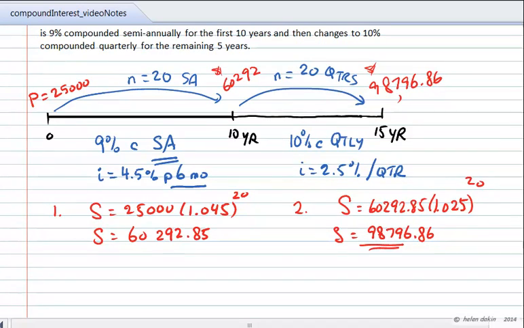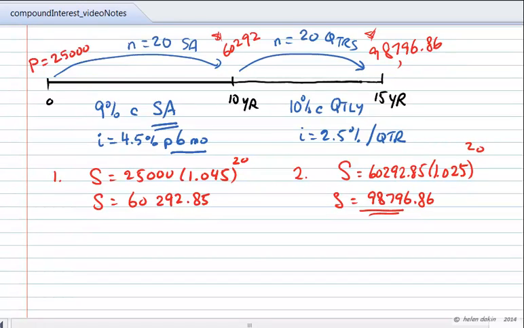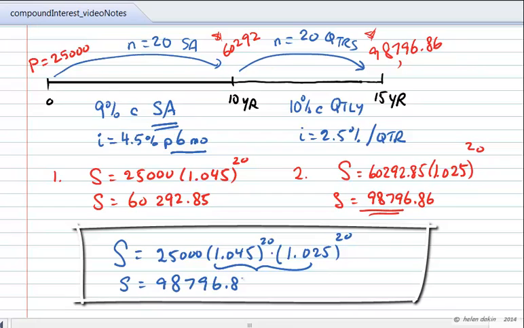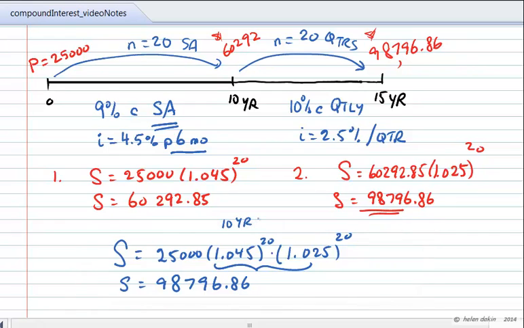Now, how would you do this all in 1 step, you might ask? It's very simple. If we're starting off with $25,000, then I would say the maturity value is $25,000 times the compound interest factor 1.045 to the power of 20 for the first 10-year period, and then take that amount and multiply it by the compound interest factor of 1 plus 2.5% per quarterly period for 20 quarters. You end up with a maturity value of $98,796.86 again. So you can multiply the compound interest factor for the first 10-year period, and then multiply by the compound interest factor for the last 5-year period in sequence, one right after the other, and come up with the same conclusion.